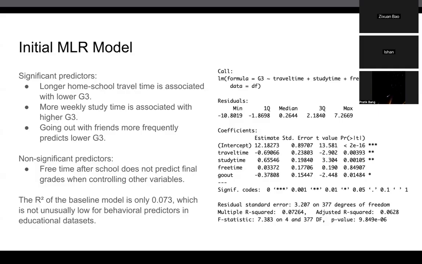And you can see that the R square for this model is only 0.073. Although it is quite small, it is not unusual in this situation, because there are a lot of factors that contribute to educational performance, and these behavioral predictors are only a small part of it and can only explain a small part of the performance results.